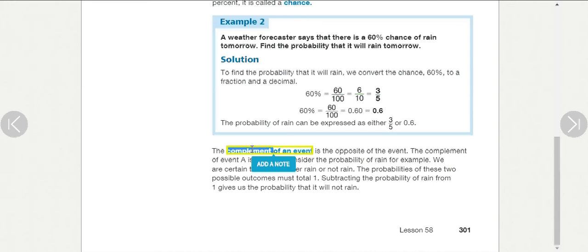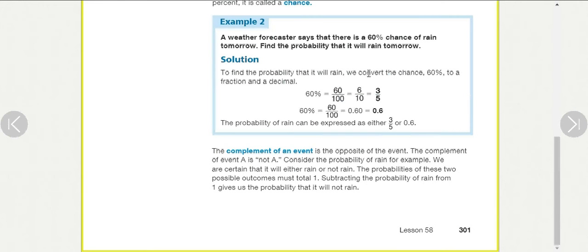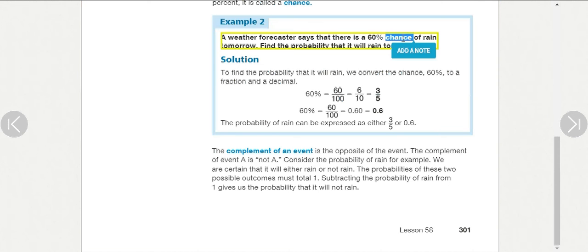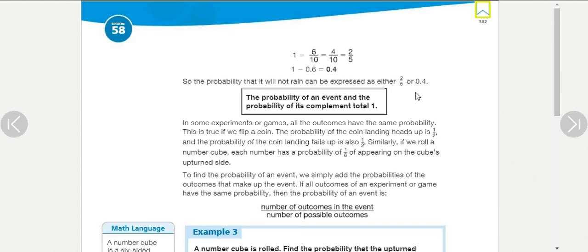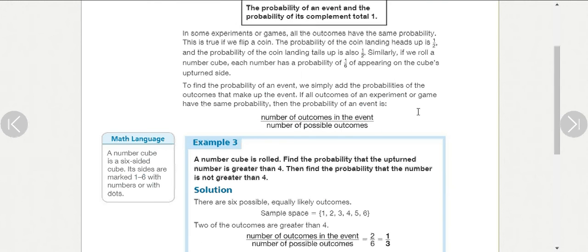Last thing, complement with 2 E's. Complement of an event is the opposite. So if I'm looking for heads, the complement is tails. In the chance of rain scenario, the complement of rain tomorrow is it being clear, no rain, and the probability of that would have been 40%. The rest of 1. There's no in between. So if you add up the probability of the outcome you're looking for with the probability of the complement, that adds up to 1. To find the probability of an event, we simply add the probabilities of the outcomes that make up the event.